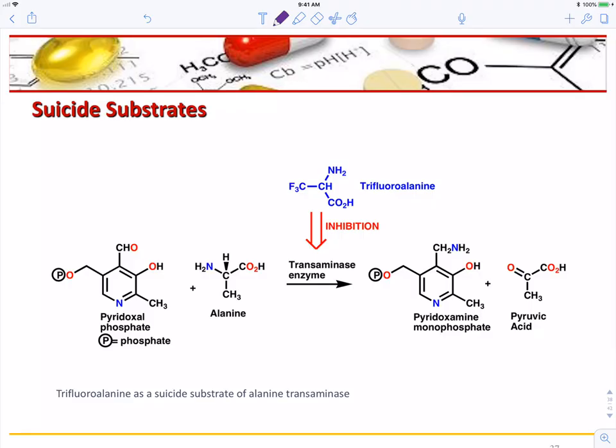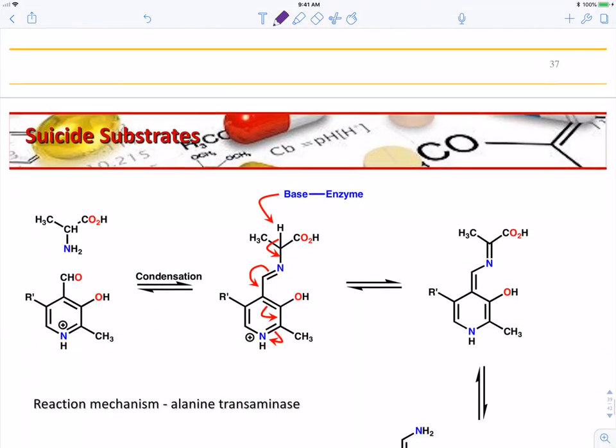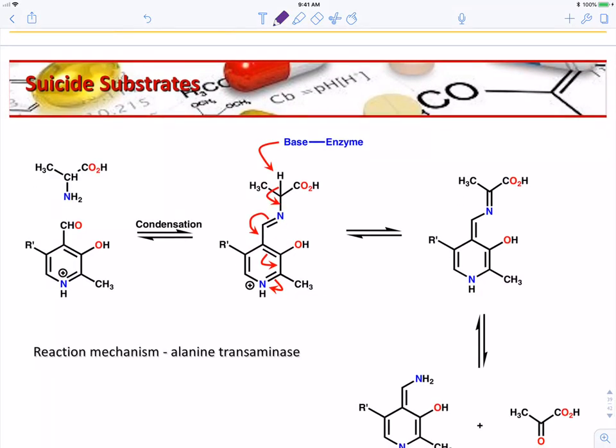inhibitor of alanine transaminase. So what happens usually is that we use pyridoxal phosphate as a cofactor and alanine to carry out this transaminase reaction in which the amine group of alanine is transferred to the aldehyde on pyridoxal phosphate. And so the end result, we have pyridoxamine monophosphate and pyruvic acid. This enzyme can be inhibited by trifluoroalanine, which obviously looks very similar to alanine, and yet contains these fluorinated groups that have, in part, different properties.